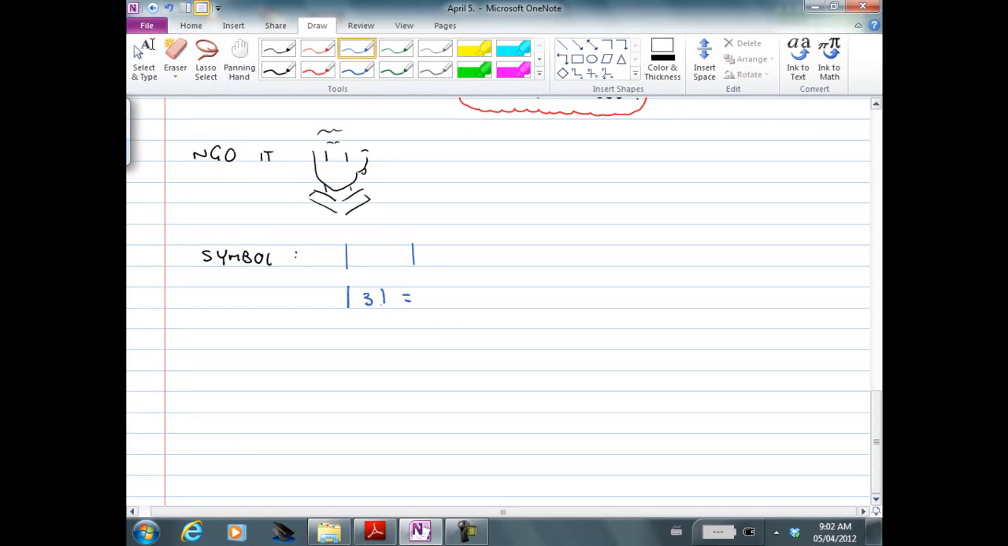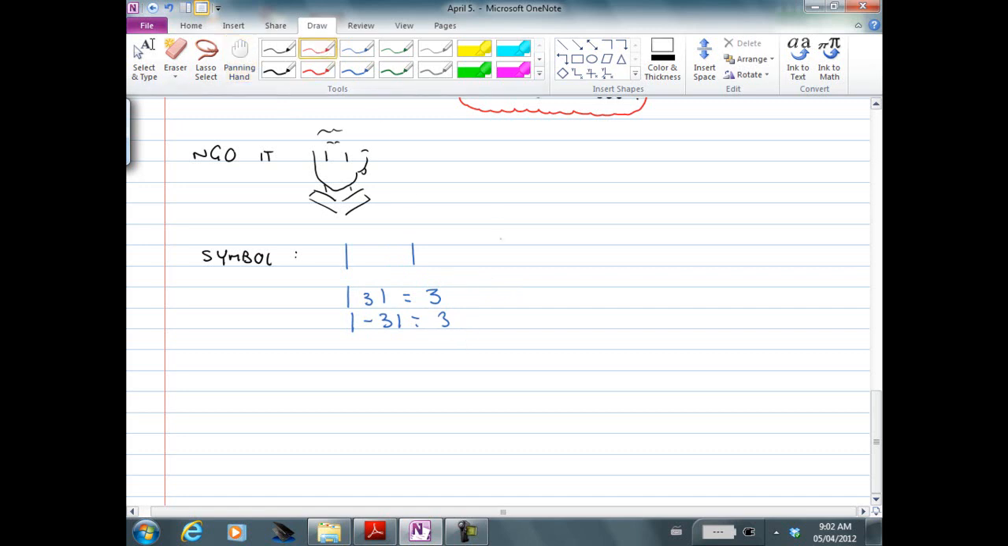Megan, what's the absolute value of 3? Ooh, not -3, not 9, it's simply 3. Absolute value of -3, it is 3. See, so what the absolute value does is it turns negative values into positive. It turns positive into positive. It doesn't do anything to positives.